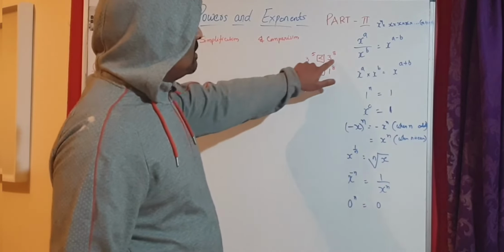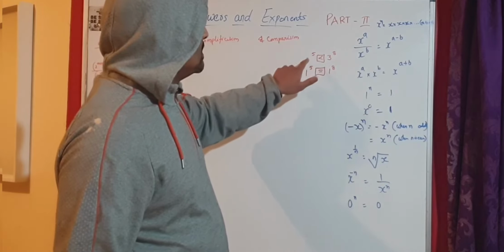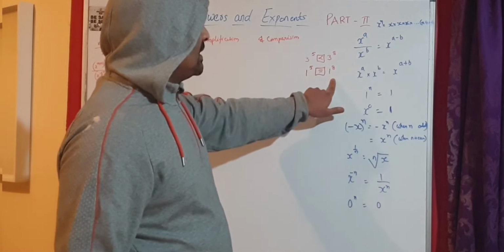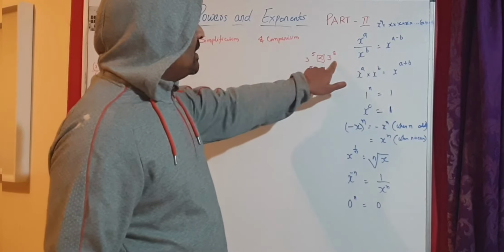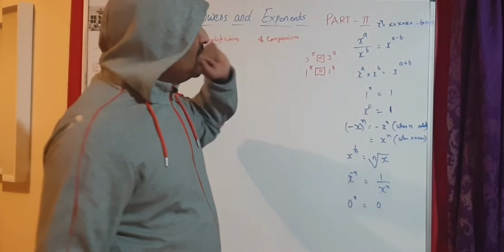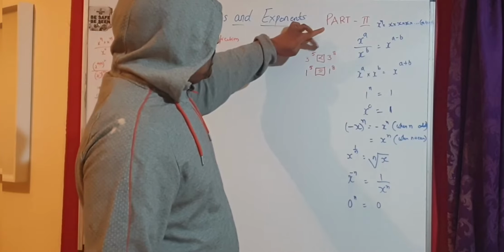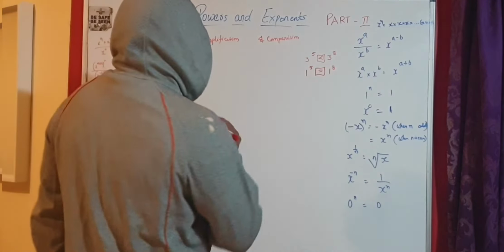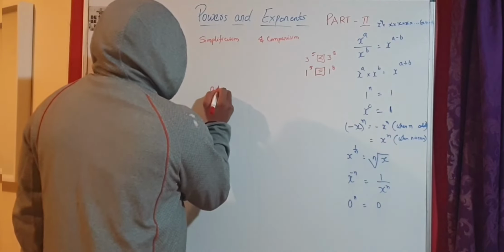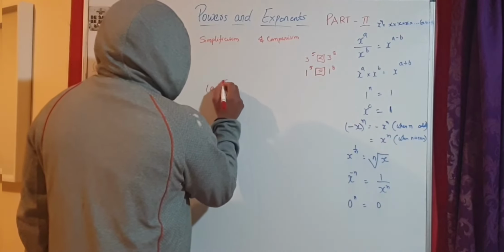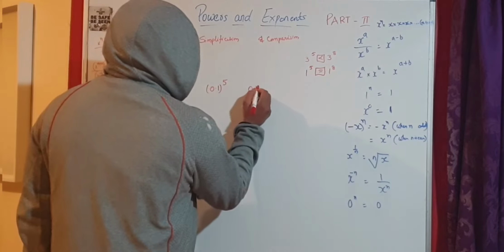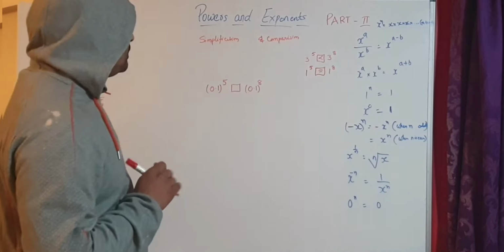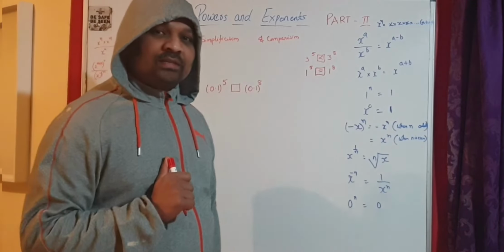So in both cases the powers are the same on the left side and the right side, and here also on the left side and right side we have the same base. And I'm going to take another example. For example, 0.1 whole to the power of 5, and 0.1 whole to the power of 8. So which one is going to be bigger in this case?